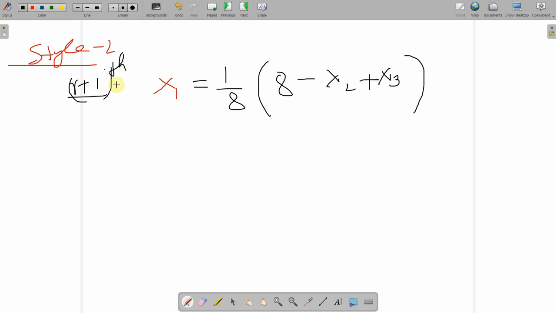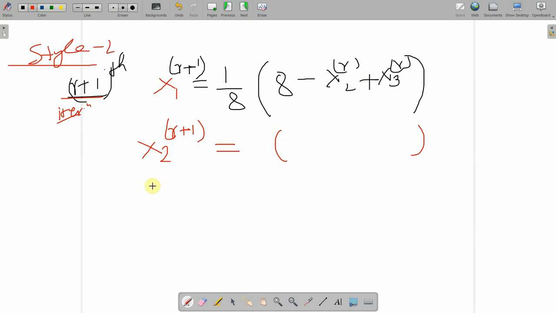At the r plus 1 iteration, it will be x1 r plus 1. Then this value will be at the rth iteration, and this value will be at the rth iteration. So whatever value you are getting in the previous step will be used as an input, and you will have the output as the r plus 1 iteration. So similarly, write this down. For the r plus 1 iteration, x2 r plus 1, what will be the value of x2 r plus 1? Write this down. Then what will be the value of x3 r plus 1? Write this down.